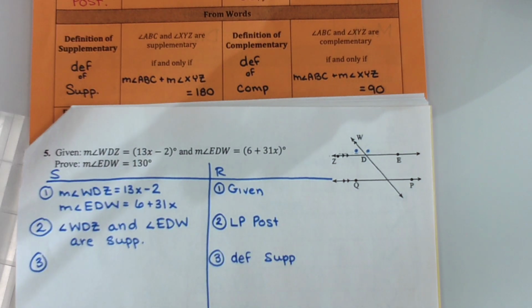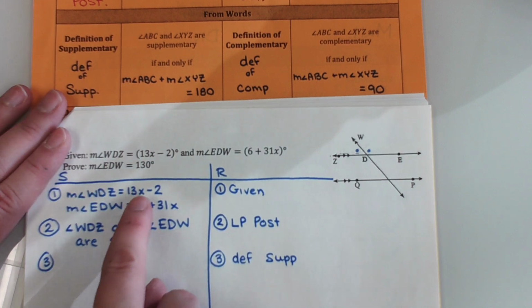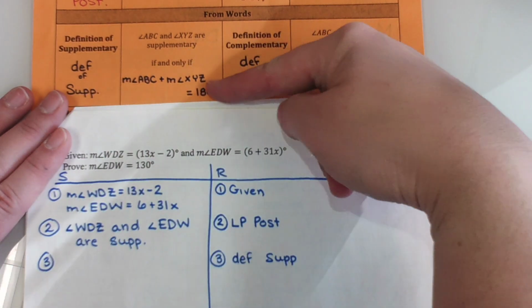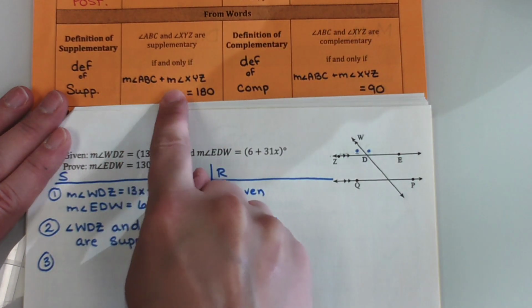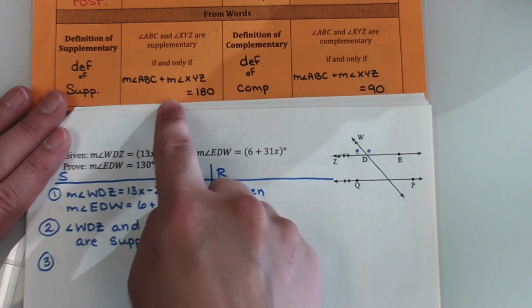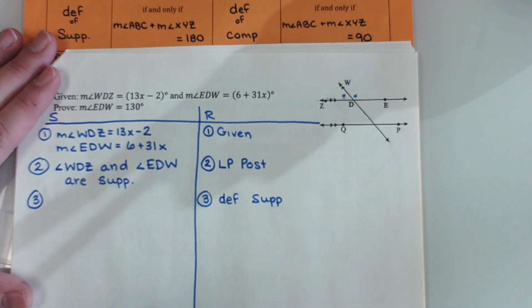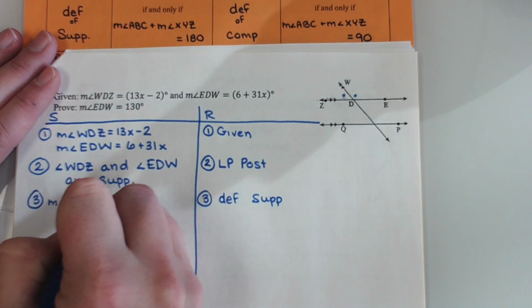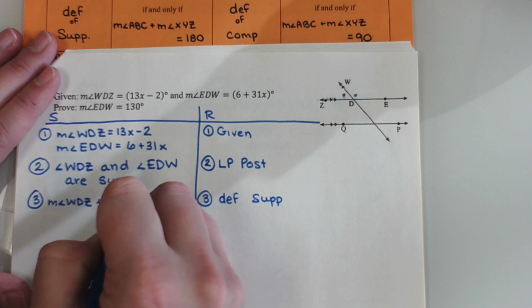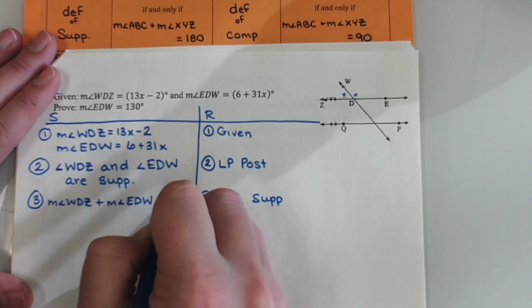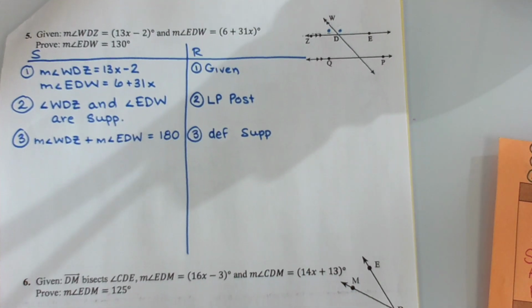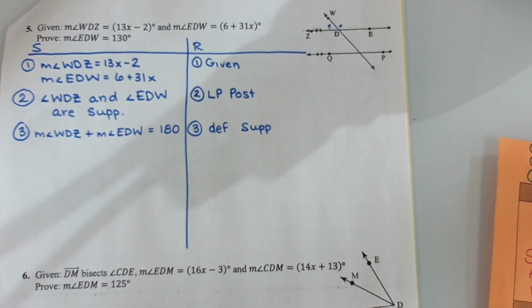Again, most common place I screw this up. Do I write 13x minus 2 plus 6 plus 31x equals 180? No, because that's not what the thing says. The thing says, by name, with the little m's, added together equals 180. That's what that definition says I can write. I can only write exactly what it tells me I can write.